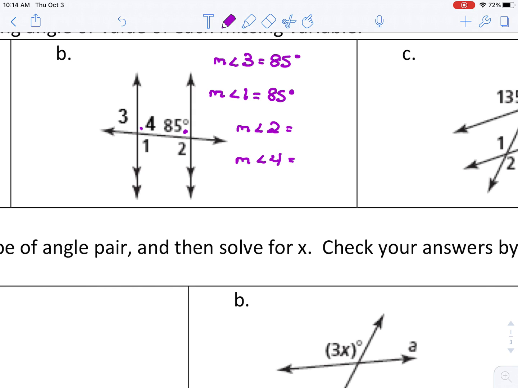If I stick with using this 85, angle 4 is on the same side of the transversal. It's not adjacent. It is interior. Therefore, they're same side interior angles, and same side interior angles are supplementary.